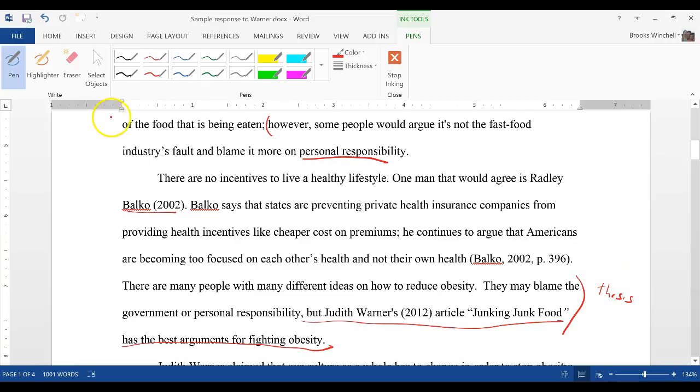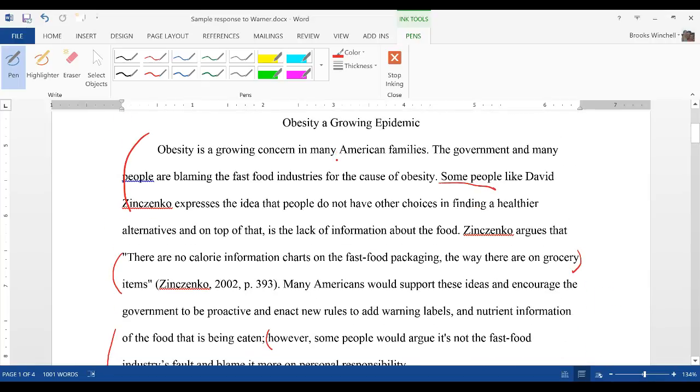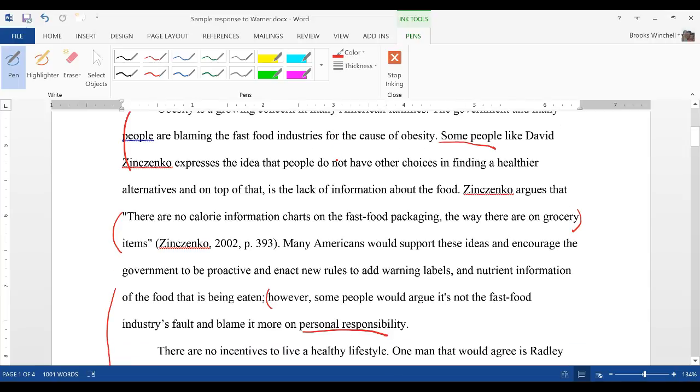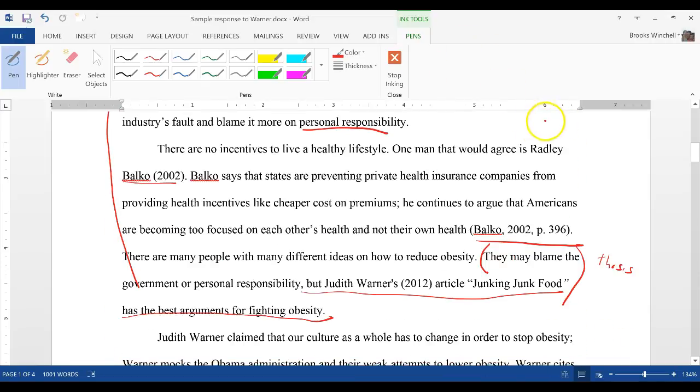I would say that this whole 2 paragraphs is really his introduction, and that his introduction ends with this thesis saying Judith Warner has the best arguments in her article, Junking Junk Food. You don't have to do this, but he has a pretty elaborate introduction where he sort of talks about the issue of obesity in America, and he talks about some of the perspectives. So he mentions Zinchenko, and he actually quotes Zinchenko, and then he mentions Balco.